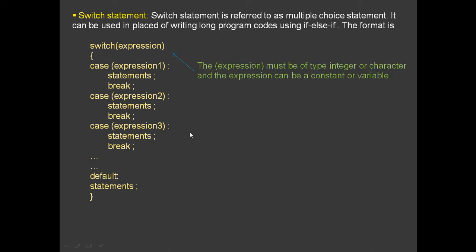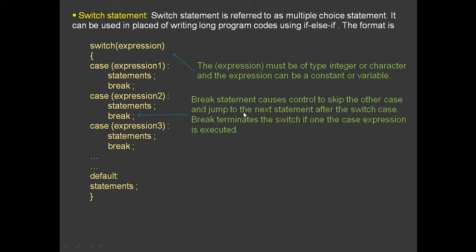Here, this expression must be of type integer or character. It can be only of two types: either it should be an integer value, or the value stored in this variable should be a character. And the expression can be a constant or a variable. That means it can be an integer value, or a character value, or it can be a variable. Mostly it is a variable. So the data that is stored in this variable will be compared.